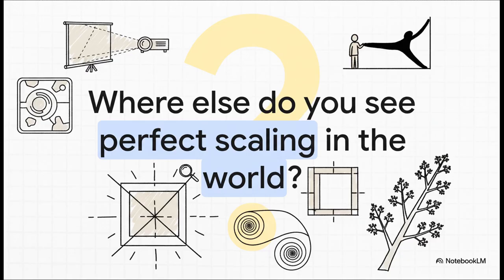So the next time you zoom in on a map on your phone, or see the image from a movie projector, or even just watch your shadow stretch out on the sidewalk, you'll know the rules that are at play. It's all just dilations. So I'll leave you with this. Now that you know what to look for, where else do you see this perfect mathematical scaling happening in the world around you?